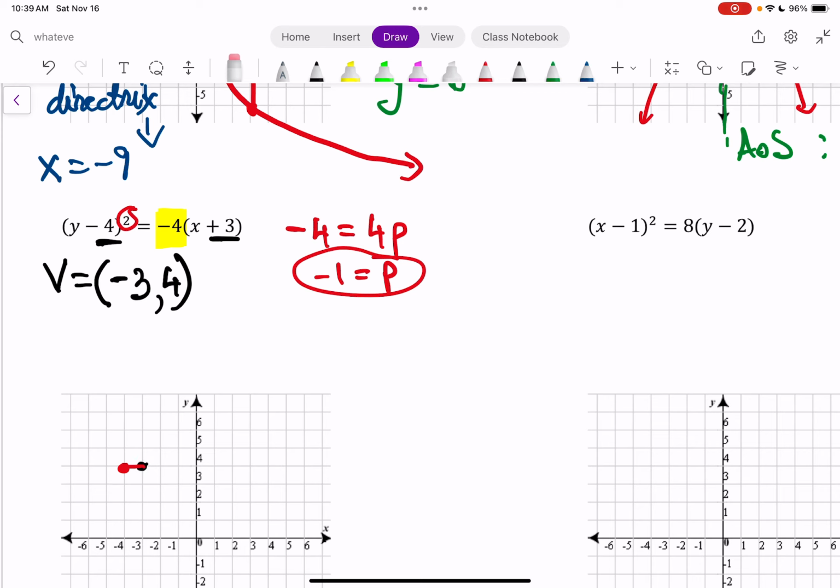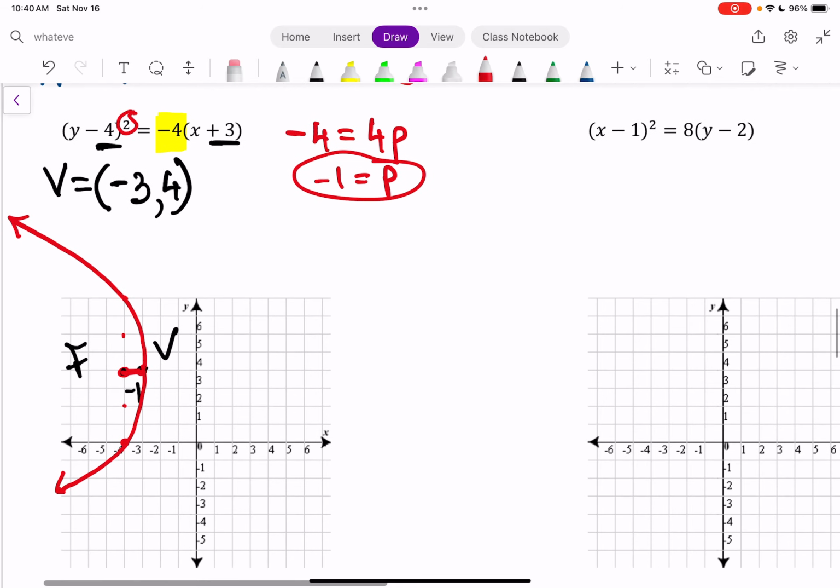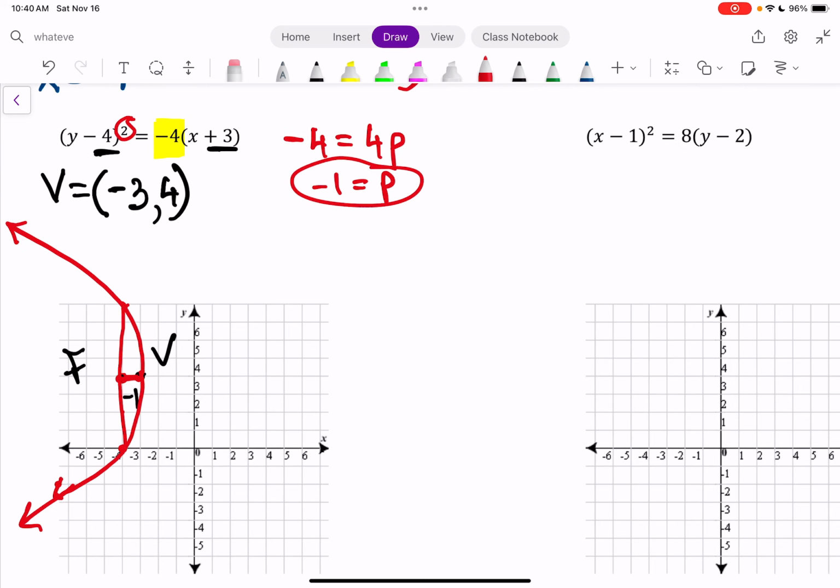Okay. So I'm going to go in a -1 unit direction to find the focus. And then again, the width of the parabola at that focus is 4 times this. So there it is. Okay, there's the parabola. So 4 units. You don't need to draw that, but I'm showing you. That's the latus rectum.